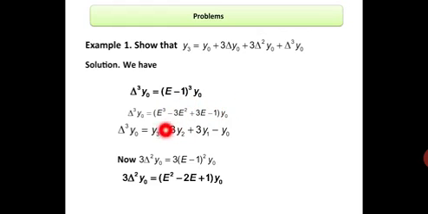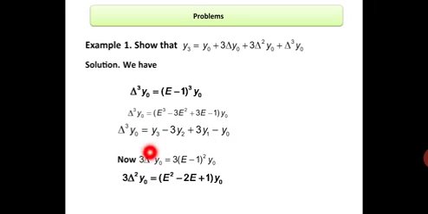Now we have got this one: y3 minus 3 times y2 plus 3 times y1 minus y naught. Now I will take this term. You can see it here. I will consider these terms, 3 delta square of y naught. Now I will solve this, applying a similar method as in the last one.